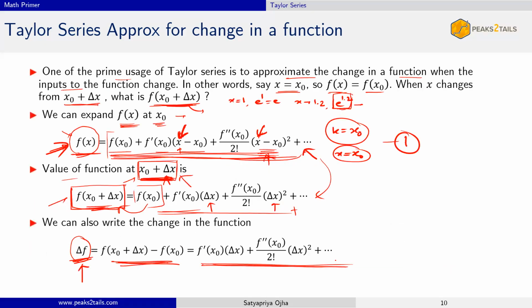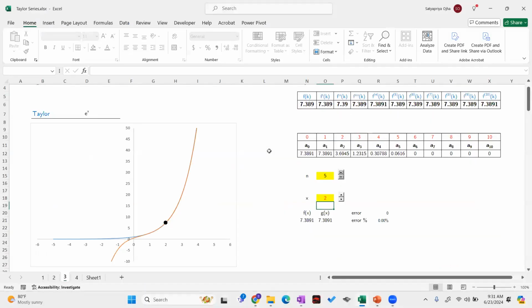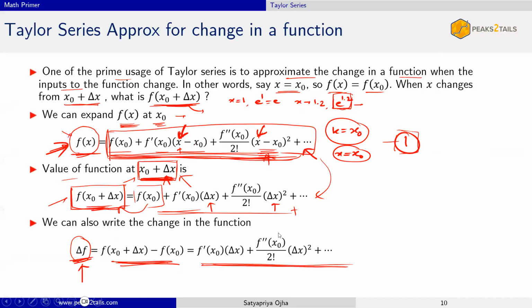There is a question, why is the derivative not changed from x0 to x0 plus delta x? You are confusing a little bit. Once you get this, the derivative changes, but after I have done step one, this function is frozen. Remember what we did in Excel? Okay, I have it here.